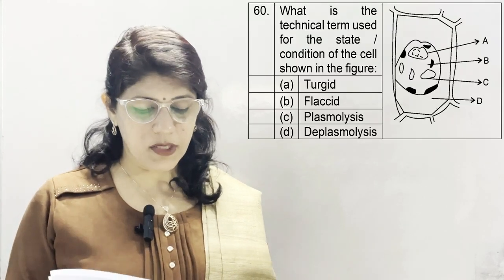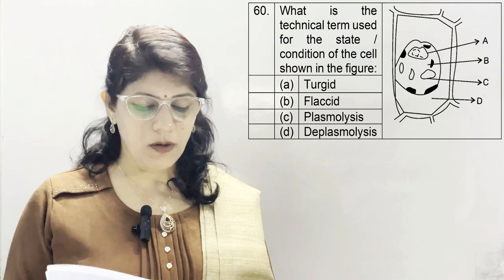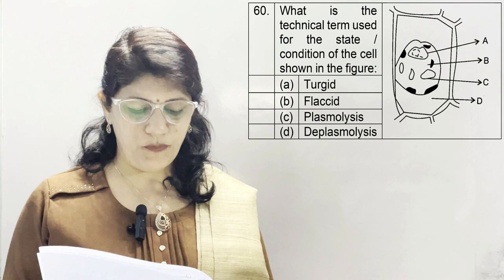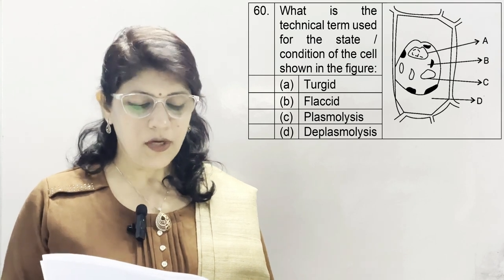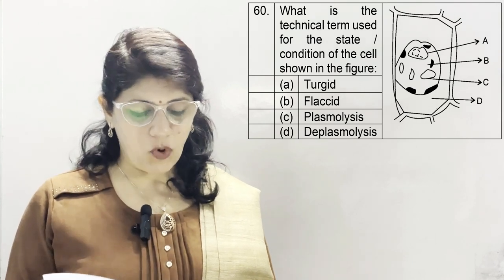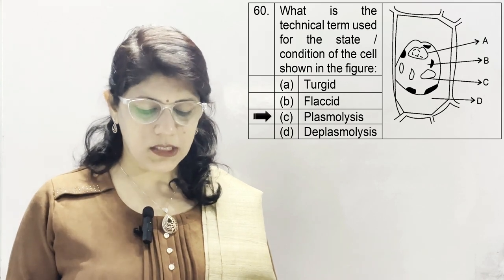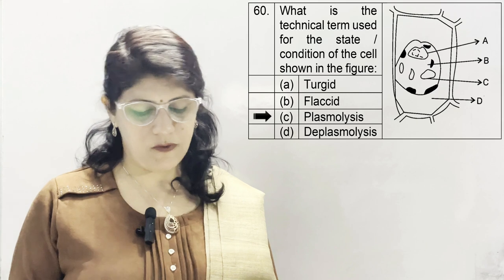In question number 60, what is the technical term used for the state or the condition of the cell shown in the figure? A option, turgid, B flaccid, C plasmolysis, and D deplasmolysis, and the correct option is C, which is plasmolysis. Hope you have understood all the questions and the explanations given by me.